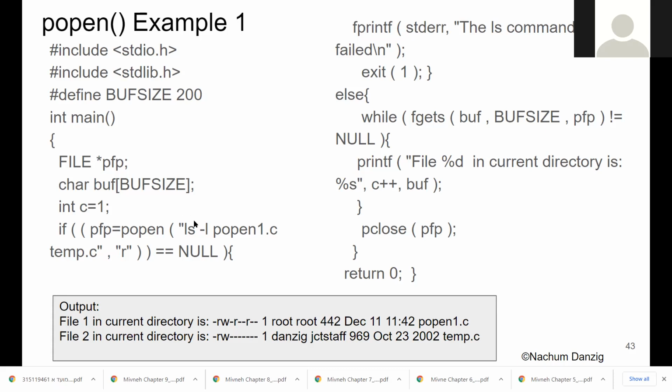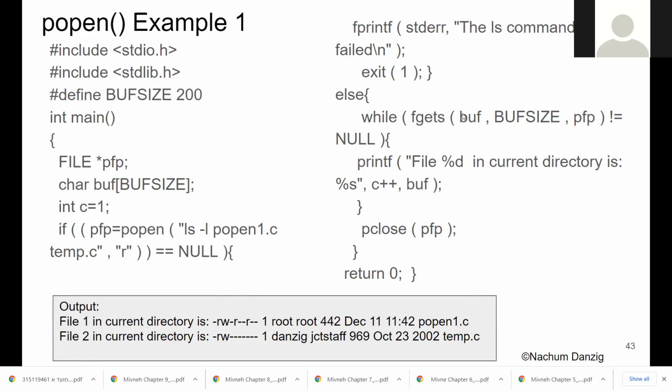So the ls gave me 2 lines because I gave it 2 programs to list, and each one had an enter at the end of it. So I'm actually just going to read the first line, and then I'm going to get a null. While it's not null, it'll give me null when I get to the end of the file. But each time I read, I only read 1 line. So that's why I'm going to print file 1 in current directory is, and then whatever I got from the ls. File 2 in current directory is, and then whatever I got the second time.